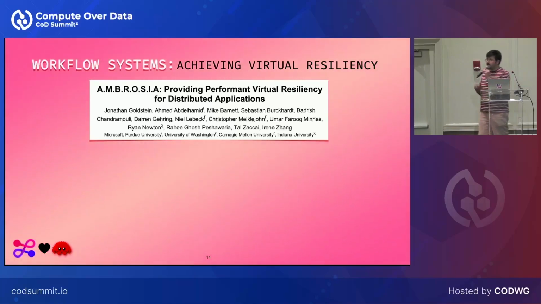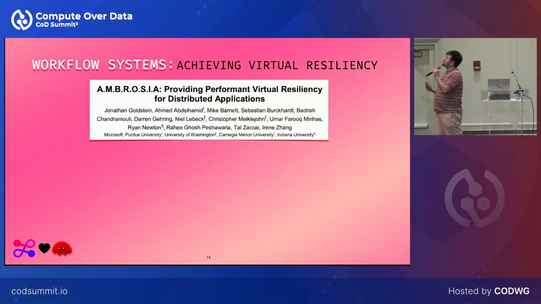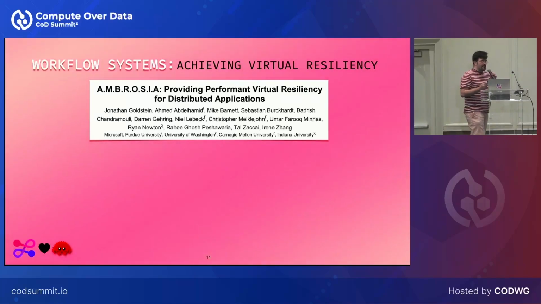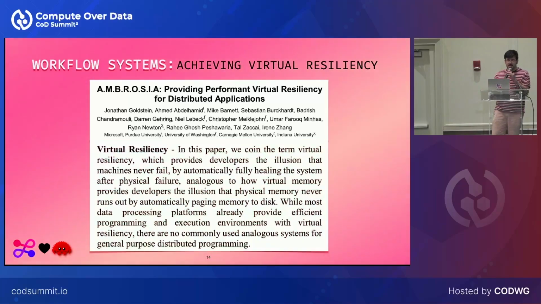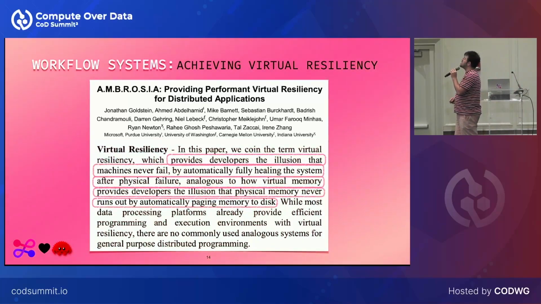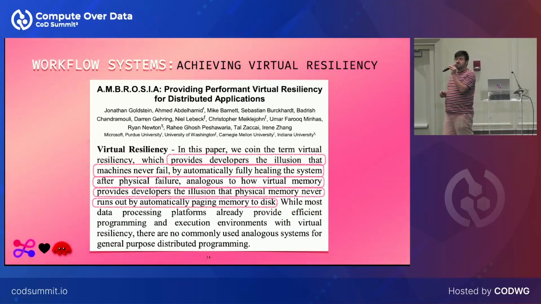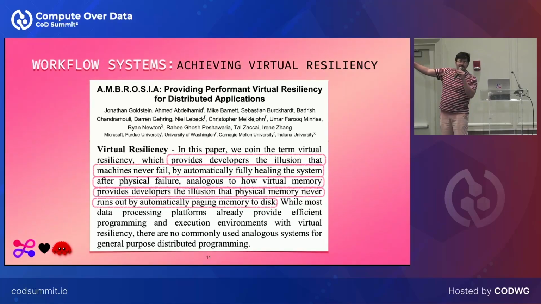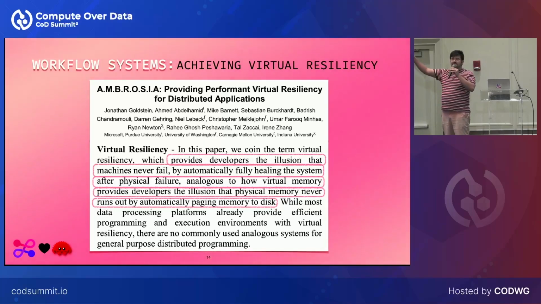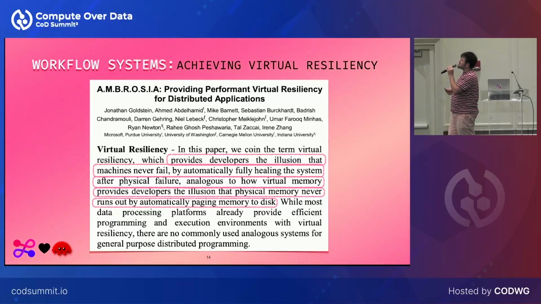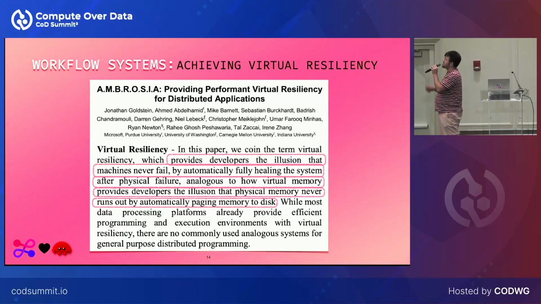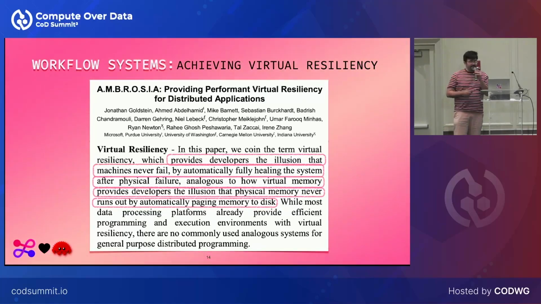A big paper that came to us as we were building this out has been Ambrosia. Brooke talked a little bit about this, which is about providing performant virtual resiliency. And the definition is here, which I think is really great: provide developers the illusion that machines never fail. I mean, that's awesome, right? I want to live in a world where nothing fails. Everything's healthy. Who lives in this world? Well, if you worked at Microsoft, you can. But the idea that machines never fail by automatically fully healing the system after physical failure, analogous to virtual memory, provides developers the illusion that physical memory never runs out, right? This is great.